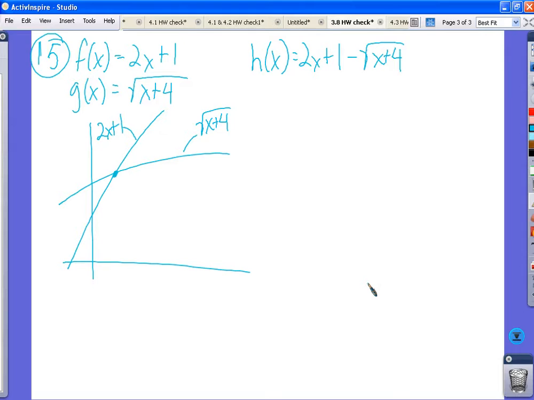Where these intersect, the y values are the same. So if I subtract the same from the same, it's 0. So here, we'll get positive values, right? Because 2x plus 1 is bigger than the square root of x plus 4. So this will be about that much. At this point, it'll be about this much. Something like that.